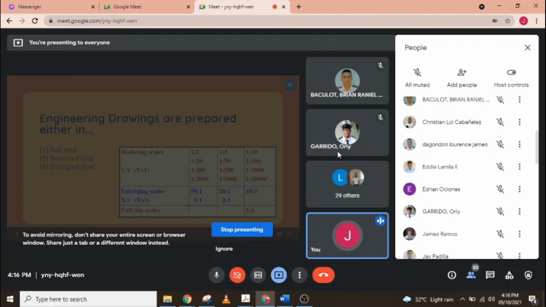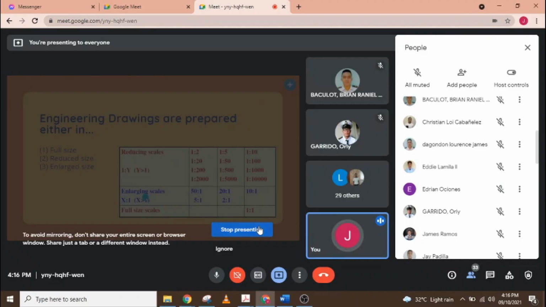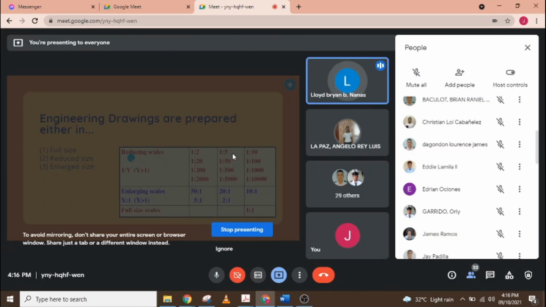So, class, look at the value of the 1 in the reducing scale. Look at the value of the 1 in the enlarging scale. What is the difference in the positioning of the 1 in those two? Less than and greater than, sir. Less than and greater than. That's possible.